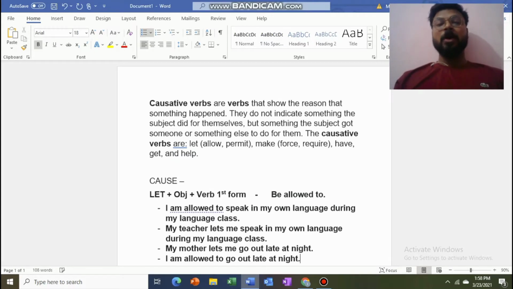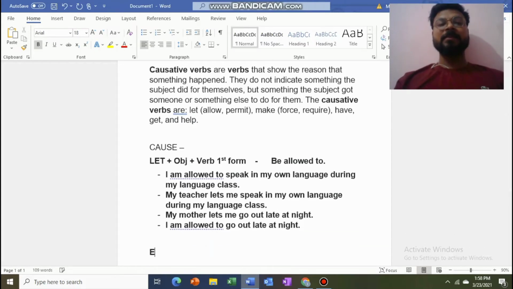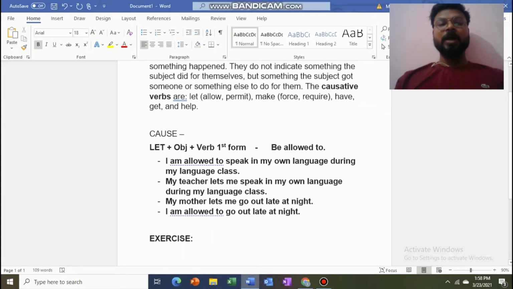Now it's time for an exercise that will be done from your side. I'll be writing some sentences and you will have to convert them. If the sentence is with let, you will convert it into be allowed to. If the sentence is with allowed to, you will have to convert it into let. Is that clear? Perfect.